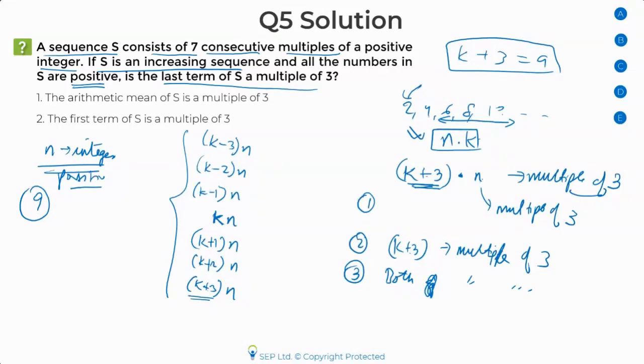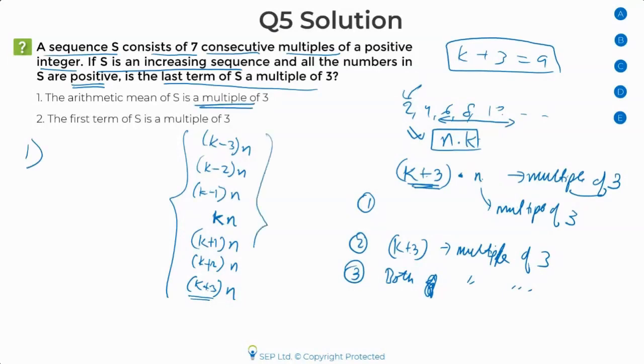Now with this in mind, I'll work with the first statement. The first statement is: the arithmetic mean of S is a multiple of 3. Okay, good. Arithmetic mean. Now, can anyone tell me how do I find the arithmetic mean of this?